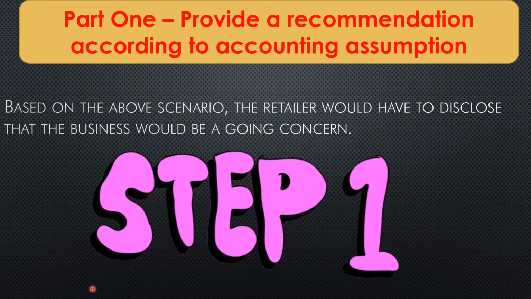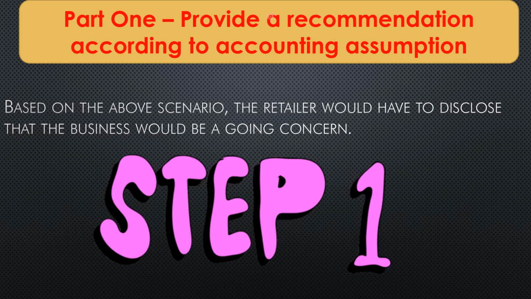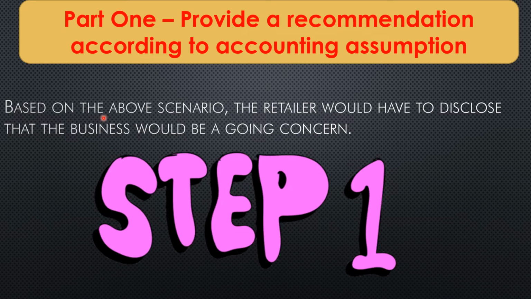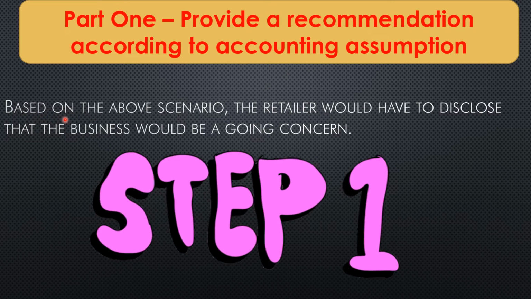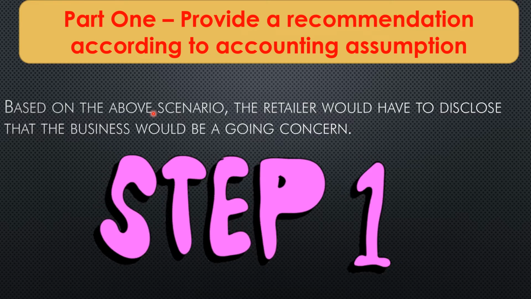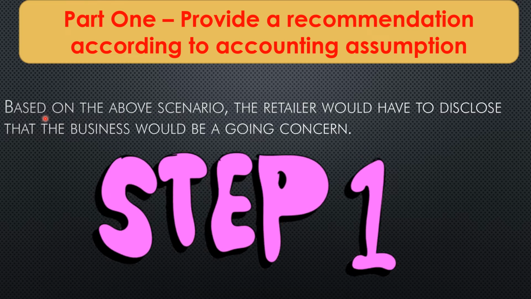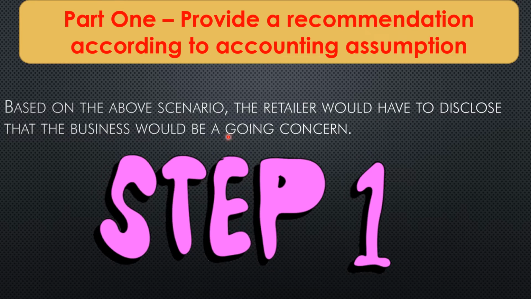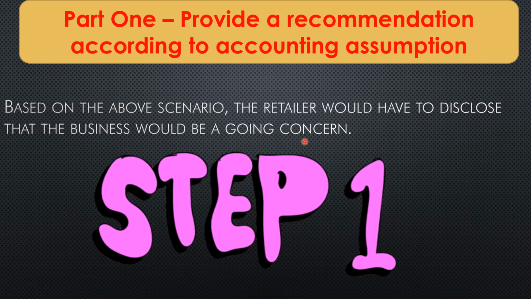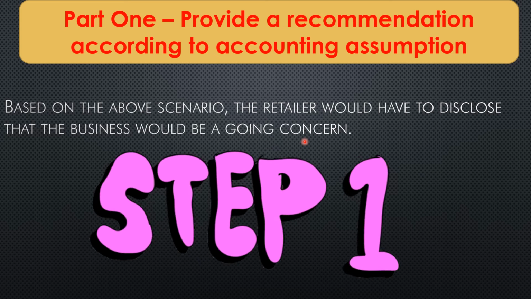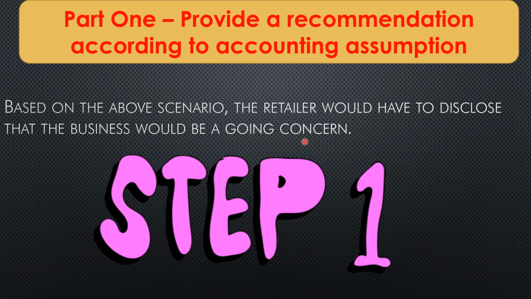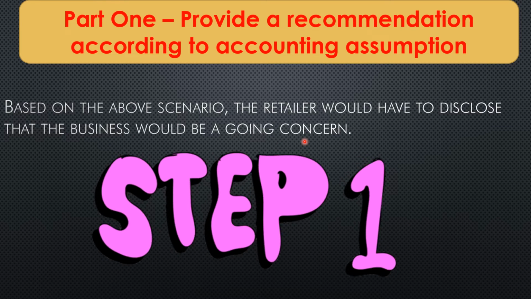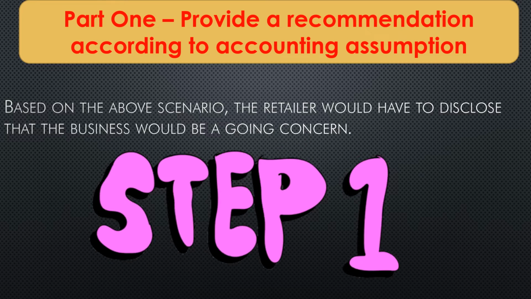And so the first thing you need to do in this structure is to provide a recommendation using the accounting assumption. So I always start the sentence in any of these questions, whether it be the going concern, the legal entity, or the accounting time period, is to use this sentence. Based on the above scenario, the retailer will have to disclose that the business would be a going concern. So in other words, because the business is actually selling 17 out of the 20 washing machines, that would be considered a significant scale down of assets.